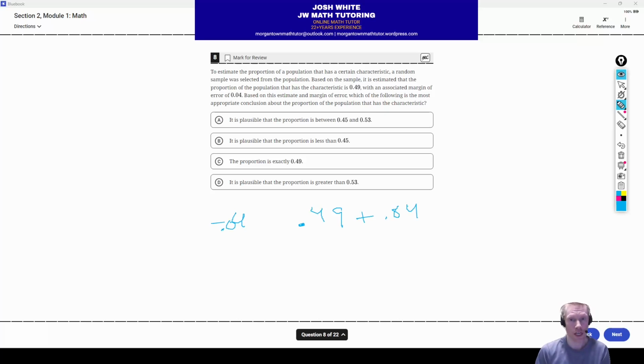So the conclusion that you can draw is letter A here. It's plausible or expected that the proportion of the population that has this characteristic is between 0.45 and 0.53, i.e. 45 to 53%. That's what you expect the actual true mean to be between those numbers. Again, the measured value plus the margin of error and minus the margin of error gives you your range.